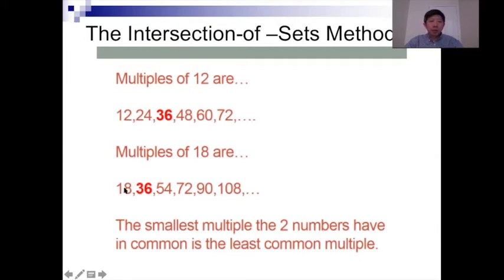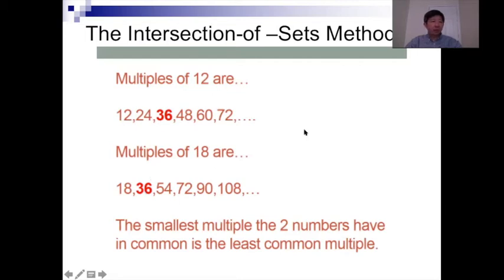Now 18 times 1 is 18. 18 times 2 is 36. Times 3, 54. Times 4, 72. Times 5, 90. Times 6, 108. Now you can observe from this set of numbers and that set of numbers which number is common. You can find that 36 is a common multiple. This is the smallest multiple the two numbers have in common, so it is the least common multiple. So 36 is the LCM.